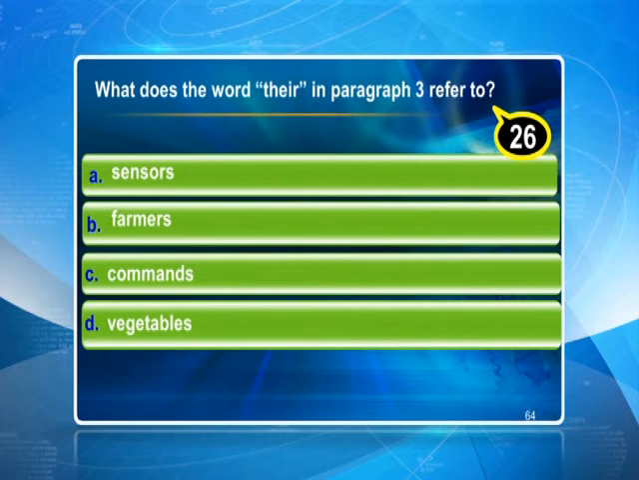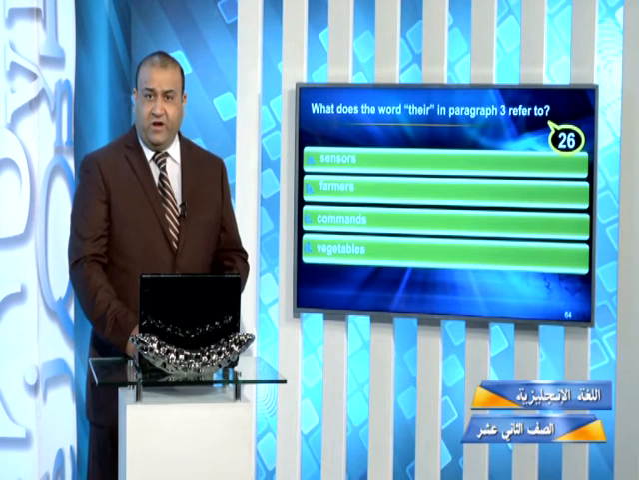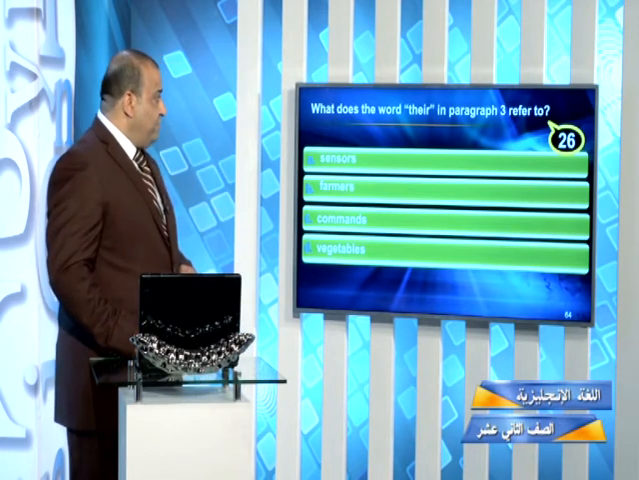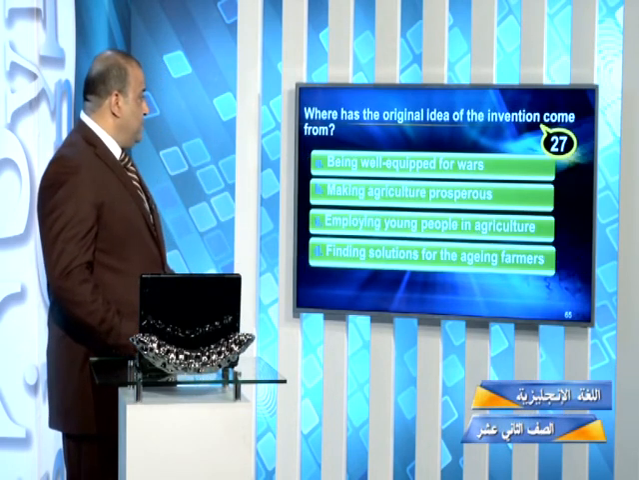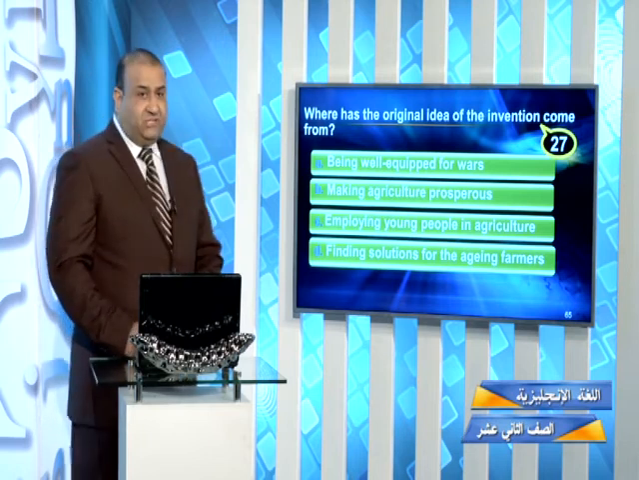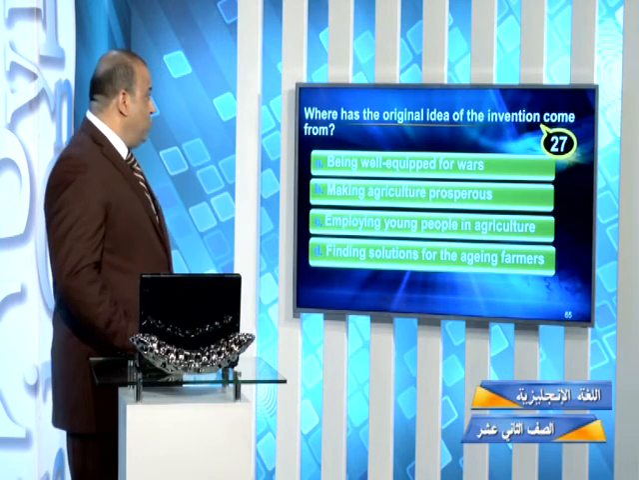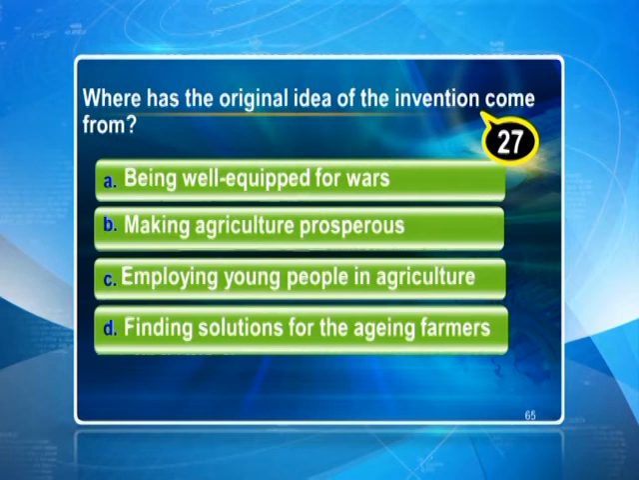The third question is the following. What does the word there in paragraph 3 refer to? Again, through the context, you can decide on the reference word. The last question in the multiple choice is, where has the original idea of the invention come from? So it's clear here that we are going to talk about an invention.